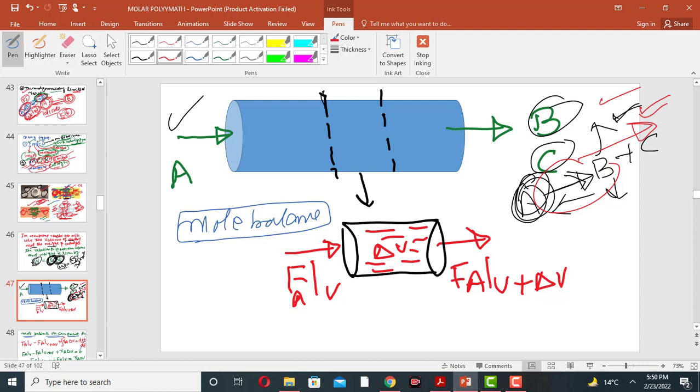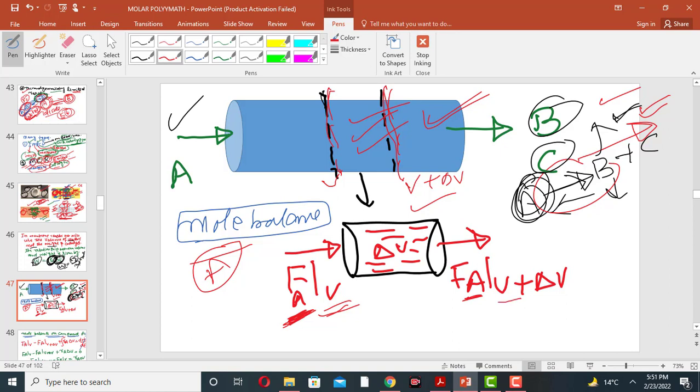What will be the mole balance on component A? We are taking some small cross-sectional area of this reactor. So the mole balance on component A is: the molar flow rate of component A at volume V, and this is V plus delta V. The molar flow rate of component A at volume V is Fa at V, and at volume V plus delta V is Fa at V plus delta V. So this is A entering, A leaving, and delta V is the small volume of the reactor.